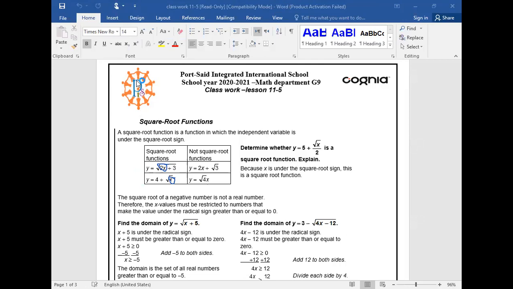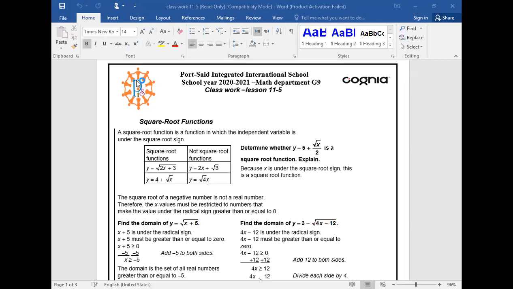Then, the definition: a square root function is a function in which the independent variable is under the radical square root sign. Determine whether y equals 5 plus square root of x over 2 is a square root function. Where is the variable? We can find the variable is under the square root sign. So we would say yes, because x is under the square root sign. So this is a square root function.